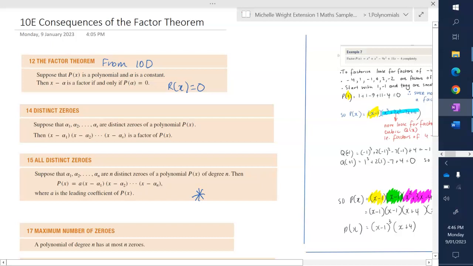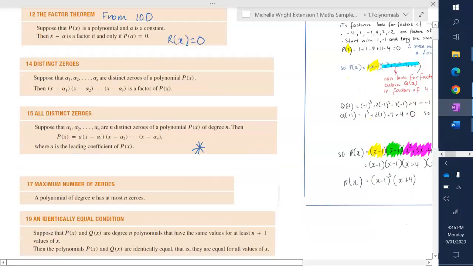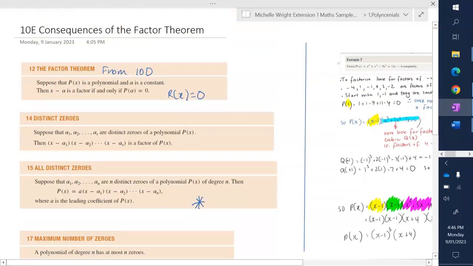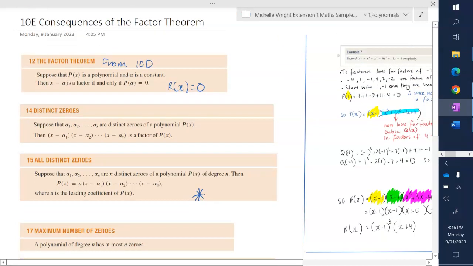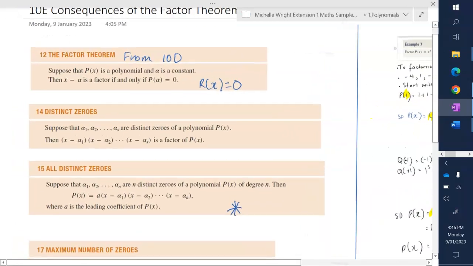Now, there are lots and lots of consequences of the factor theorem, and a lot of them are written in a fairly complex form. A lot of them are actually self-explanatory, and when you read it, you go, yeah, I know that. So I'm going to go through the ones in the textbook, and then we're going to work through some examples. Some of these start off fairly easy, but I want us to have a look at some harder examples as well today. So, consequences of the factor theorem.